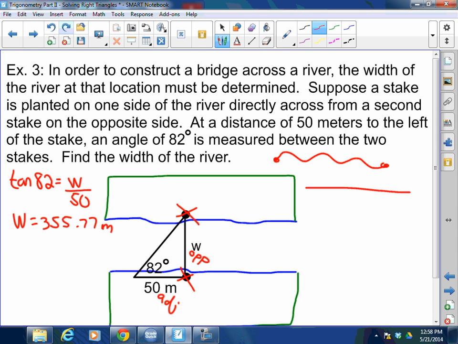Does that make sense? So that's why you can't just go on a boat or say, "Hey, Charlie, I'll swim in with a tape measure." You can't do that. Okay, yes, sir.